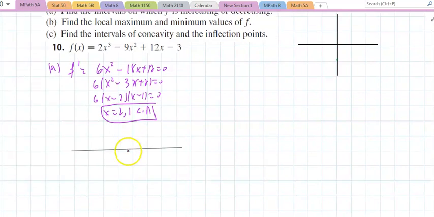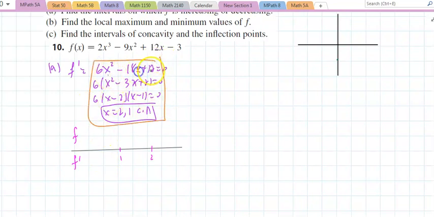Well, let's see. If I take 1 and I take 2, remember, this is the derivative and this is f. I just want to know the plus or minus. If I pick 0 and I put it in either of those, if I put 0 right there, that's positive, 12. If I put 1.5 as a test point, 1.5 minus 2 is negative. 1.5 minus 1 is positive. That makes it a negative. And if I put 3, that's positive times a positive. So f is increasing, decreasing, increasing.